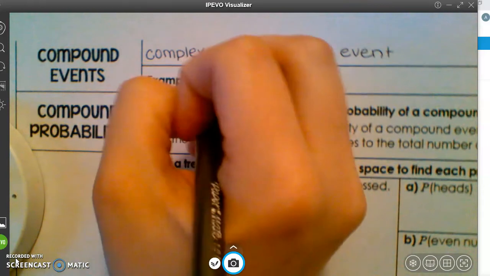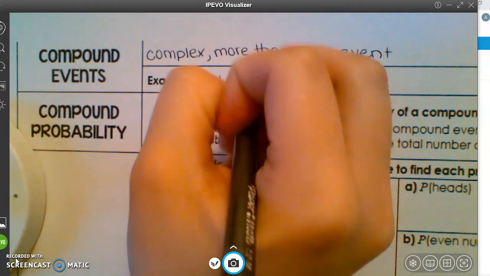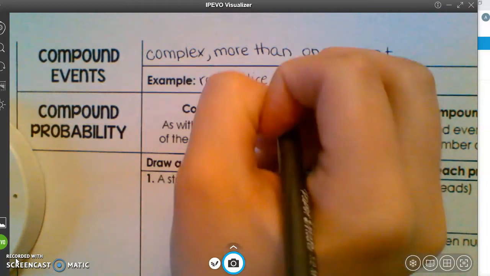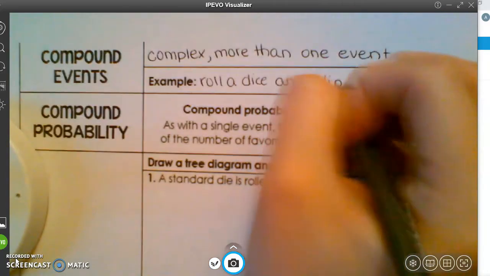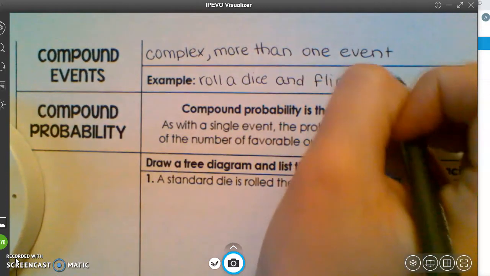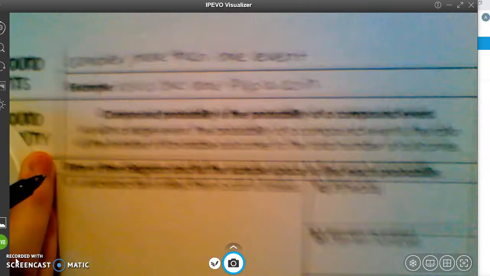So this is like if we roll a dice and flip a coin. So when we were doing tree diagrams and we were doing the FCP, that had to deal with complex events. You were doing more than one thing. You were pulling out a marble and flipping a coin. You were pulling out a letter and picking a shirt. Okay? So complex probability. Well, what is that?